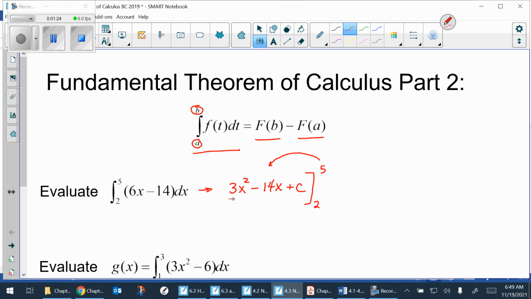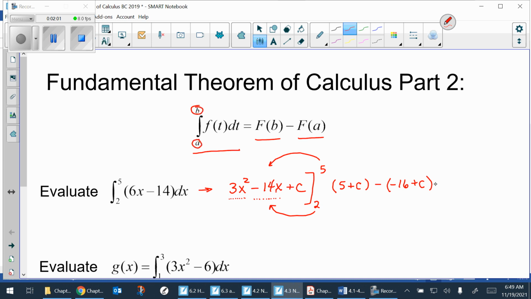I would think we would get 75 minus 70 plus c. So I think we would get 5 plus c. Then we're going to subtract away what we get when we put a 2 in here. When we put a 2 in here, we're going to get 12. 12 minus 28 is negative 16. And we're going to have that plus c still.